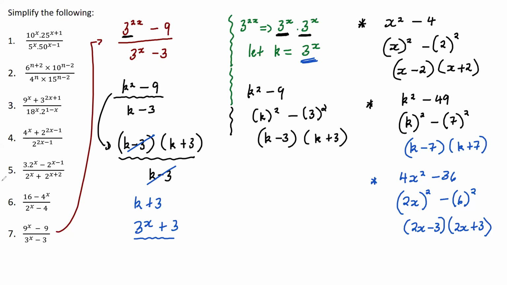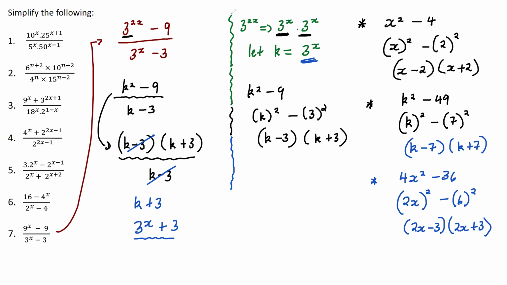Excuse me, sir. Can you please explain how you can identify when to use the K method and when not to? Because somebody could have easily tried to break down the 3 raised to 2x. Okay, cool. Thank you for that question.